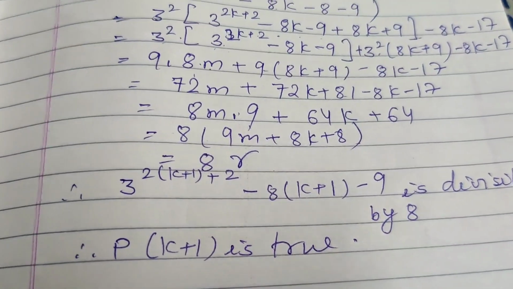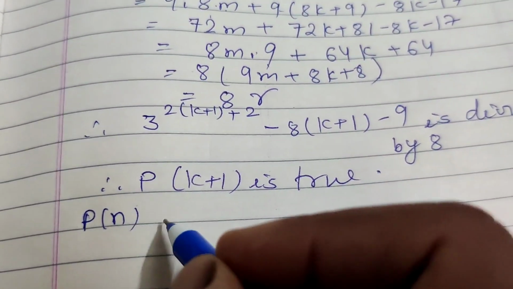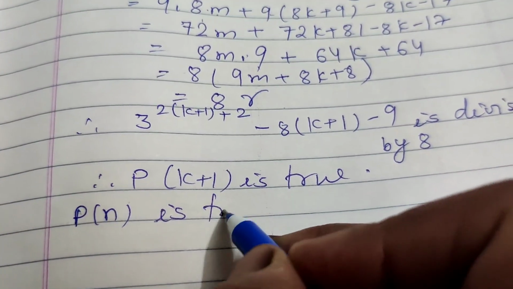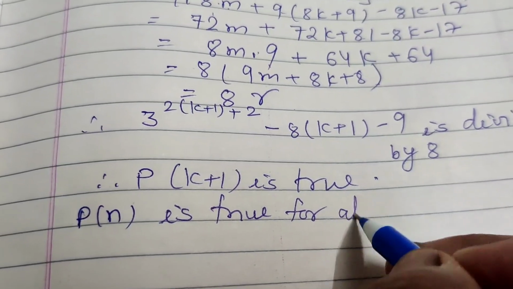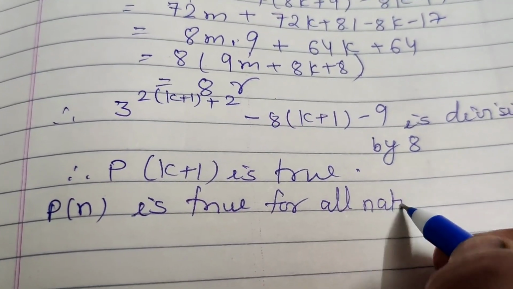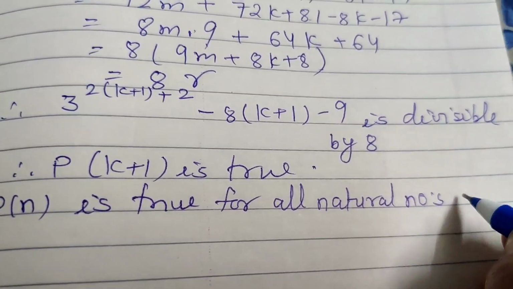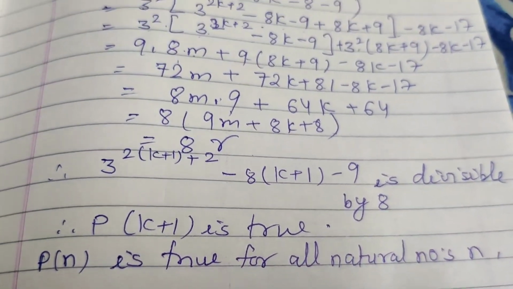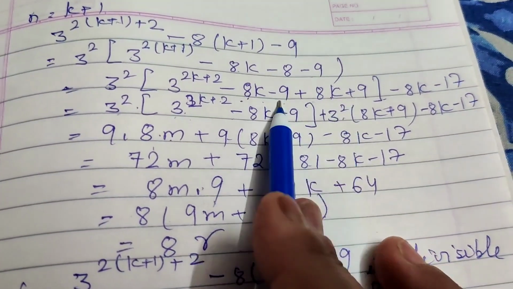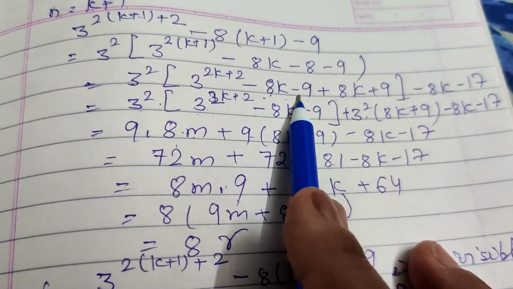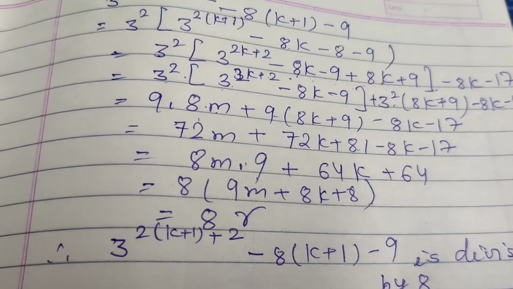Whenever pk is true, therefore pn is true for all natural numbers n. In each of these questions, just add and subtract one term. That covers questions number 20, 21 and 22. Now question number 23.